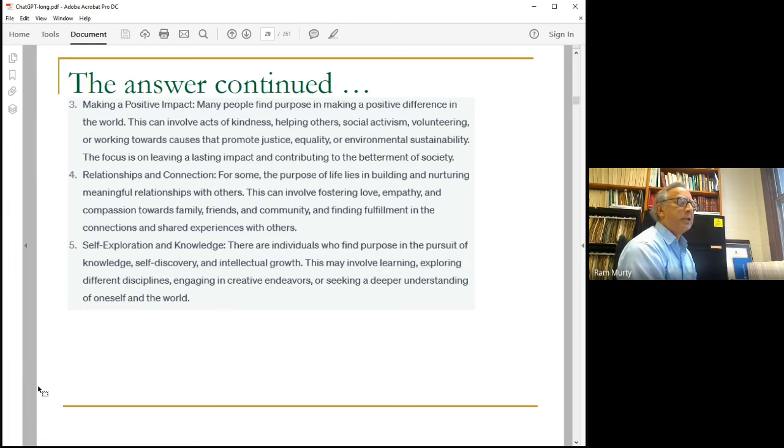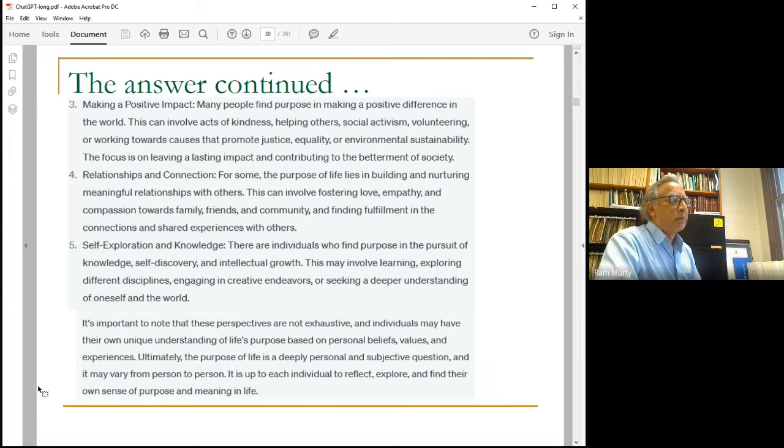Number four, relationships and connection. For some, the purpose of life lies in building and nurturing meaningful relationships with others. This can involve fostering love, empathy, and compassion towards family, friends, community, finding fulfillment in connections and shared experience with others. Finally, number five, self-exploration and knowledge. There are individuals who find purpose in the pursuit of knowledge, self-discovery, and intellectual growth. This may involve learning, exploring different disciplines, engaging in creative endeavors, and seeking deeper understanding of oneself and the world. These are all very amazing responses, coherent sentences.